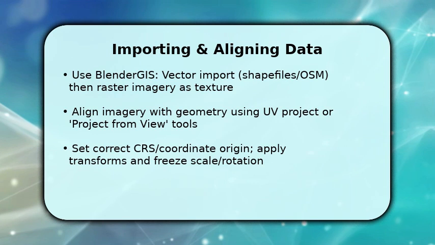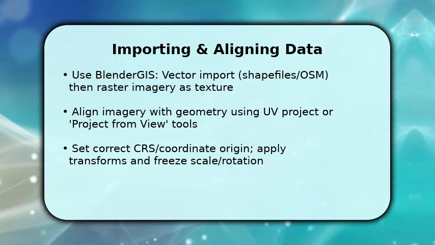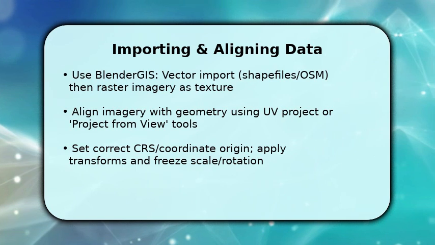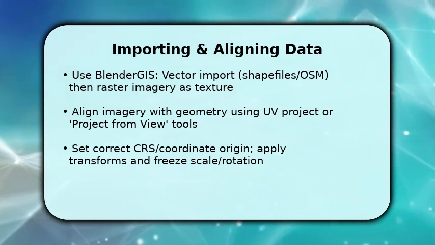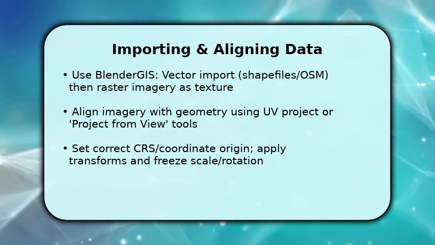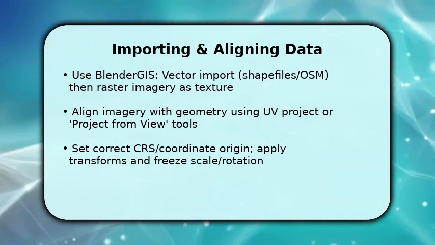This creates editable meshes. Then load your raster imagery as an image texture and assign it to a plane or terrain mesh. Use UV project or project from view to align. Make sure to set the correct CRS/coordinate origin so geodata lines up.